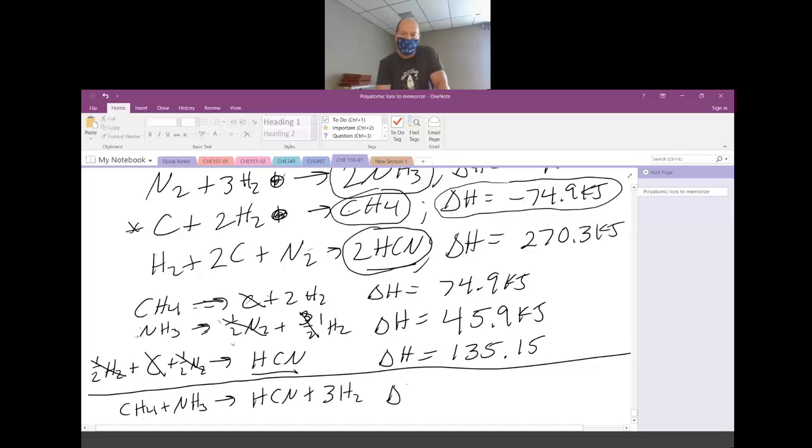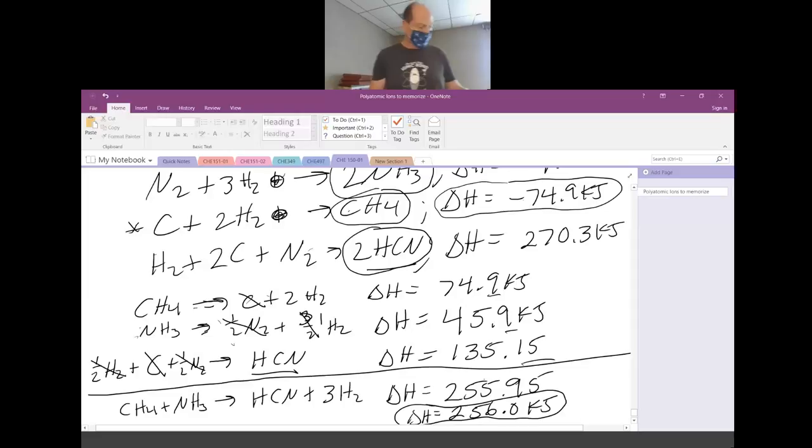And so when you add reactions, you add the delta H values. And this comes out to be 255.95. But since you added these, you have 1 decimal plus 1 decimal plus 2 decimals, and so you give your answer to 1 decimal. So 256.0 kilojoules is the answer to the delta H for that reaction.